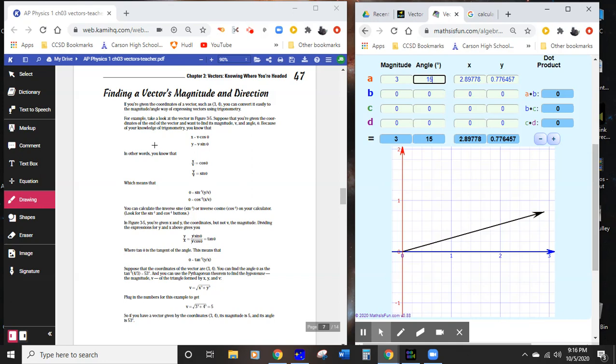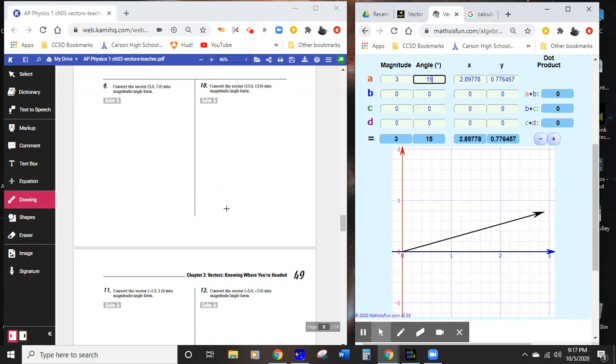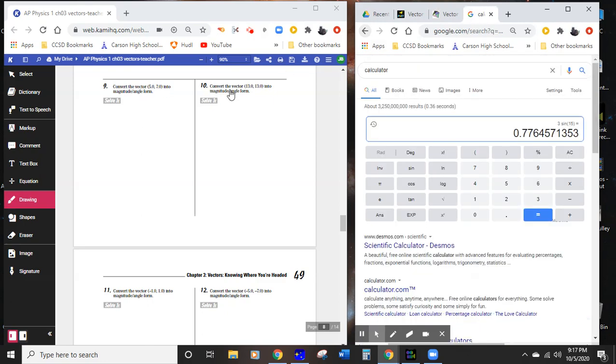Now this one here says finding a vector's magnitude and direction. Okay, so go ahead and take a look at this here and see what it says. What this is telling us to do now is convert a vector component form into magnitude and angle form. So here we have the x component and we have the y component. All right, so let's go back over to here.